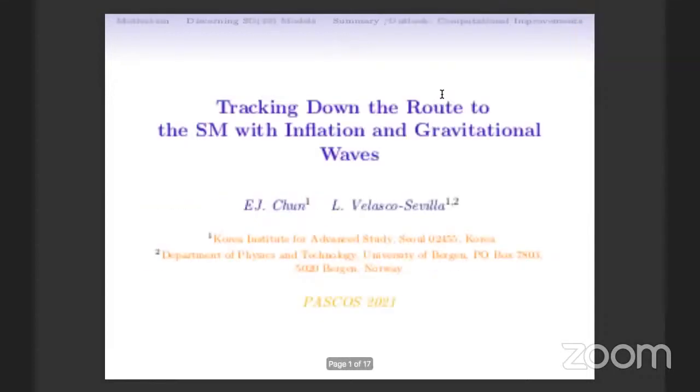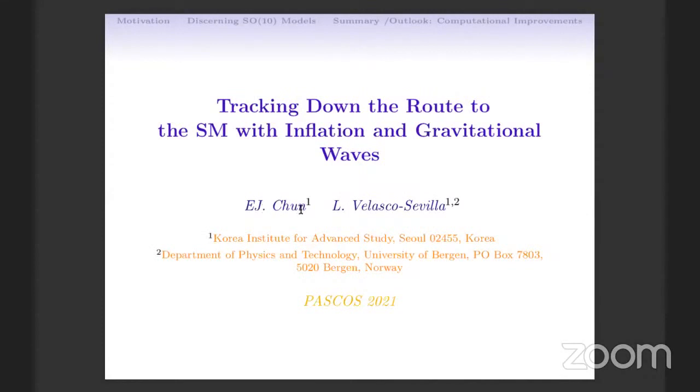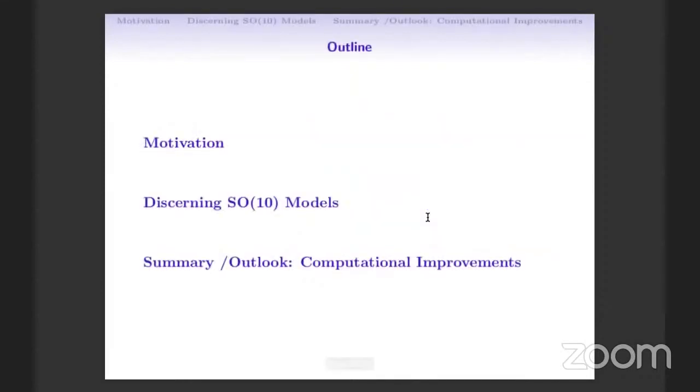So the title has been said. This is a work in collaboration with Professor Chun at the Korea Institute for Advanced Study, where I am spending some time, a very nice time here. The outline of this talk, of course, is brief because we don't have much time. I will present the motivation and then see if it's possible to discern among SO(10) models based on their predictions of gravitational wave signatures. Then I conclude with a summary and outlook, maybe hoping for computational improvements, of course, both from the theoretical side and from the side of the people making the simulations regarding cosmic strings and first-order phase transitions.